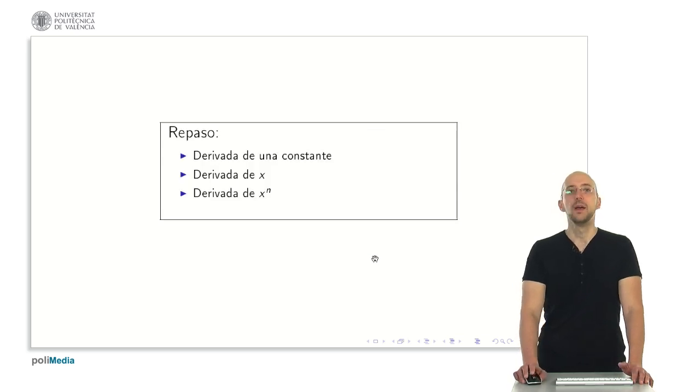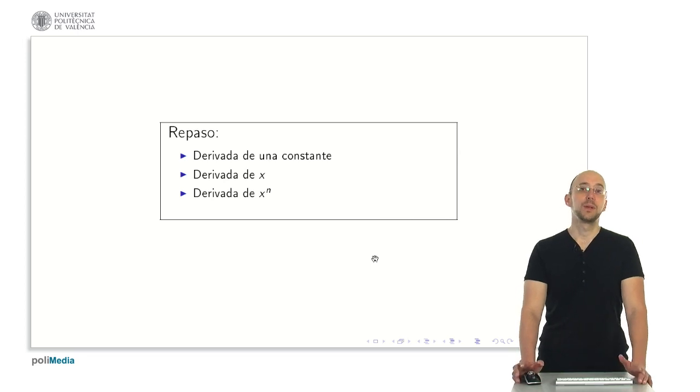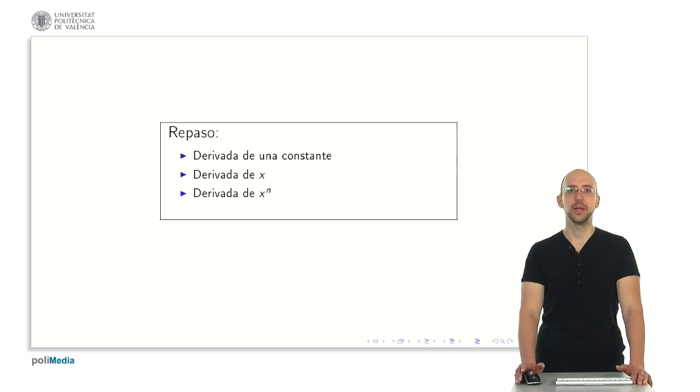What have we seen today? We have reviewed the derivative of a constant, the derivative of x, which is 1, and the derivative of x raised to the power of n, one of the most important derivatives and the ones you will apply the most.